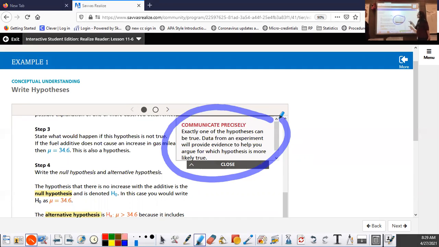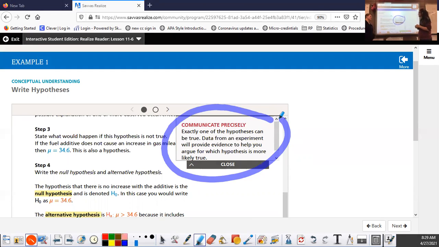This is a really nice little add-in: exactly one of the hypotheses can be true. And that's what we really have to go back to. When we get to the end of our experiment or we're looking at our results, we want to be able to say that this hypothesis was true or we reject that null hypothesis. It always goes back to the null hypothesis and whether we're going to accept it or reject it.